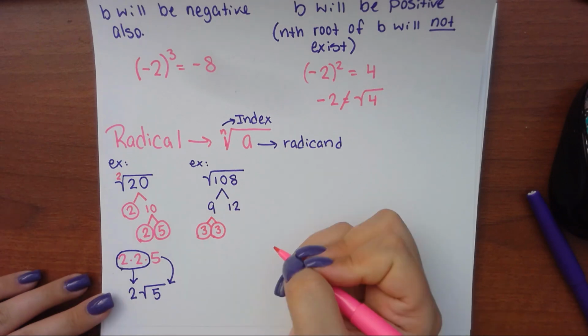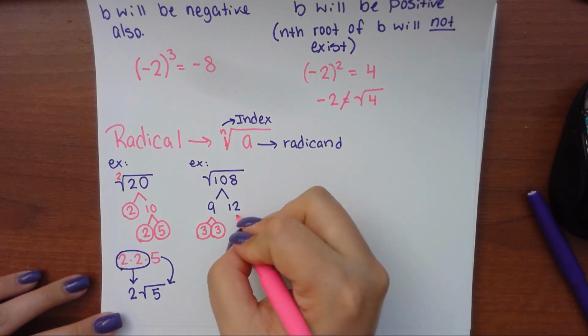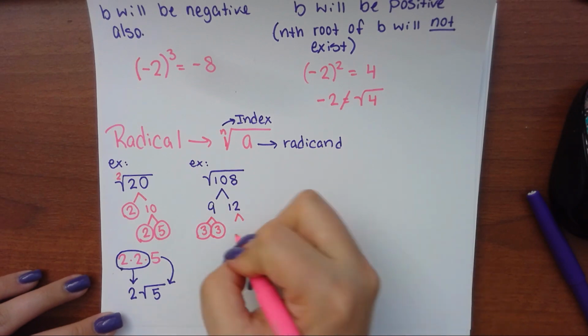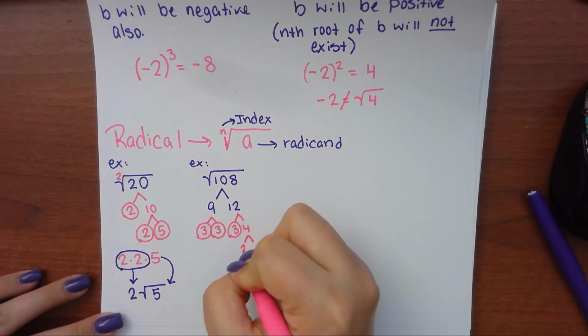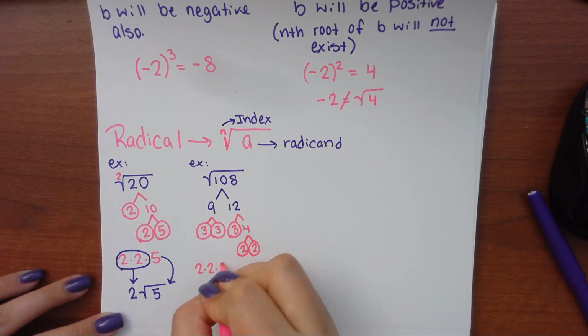Now we've done this once before, but we're going to go a little bit more in depth into the whole thing today. 12 is 3 and 4, 3 and 2. So when we list this, I list them in order: 2 times 2 times 3 times 3 times 3.